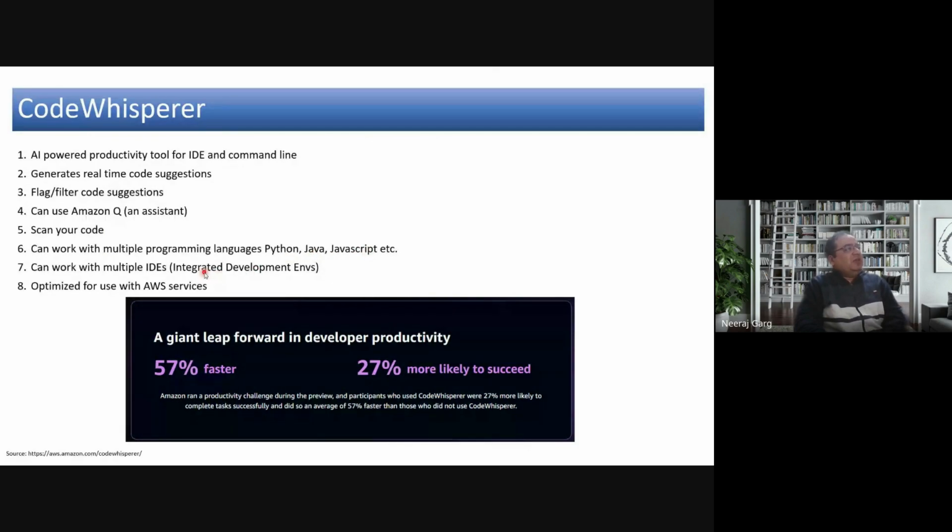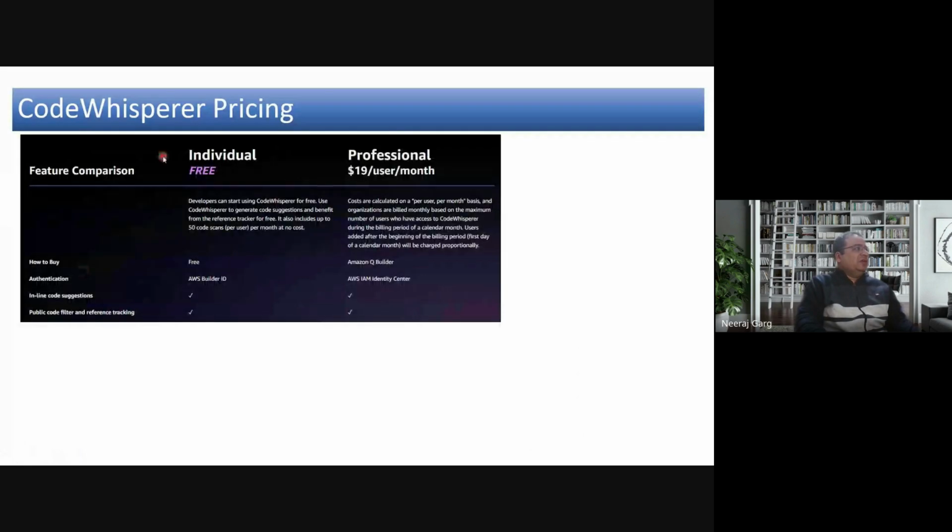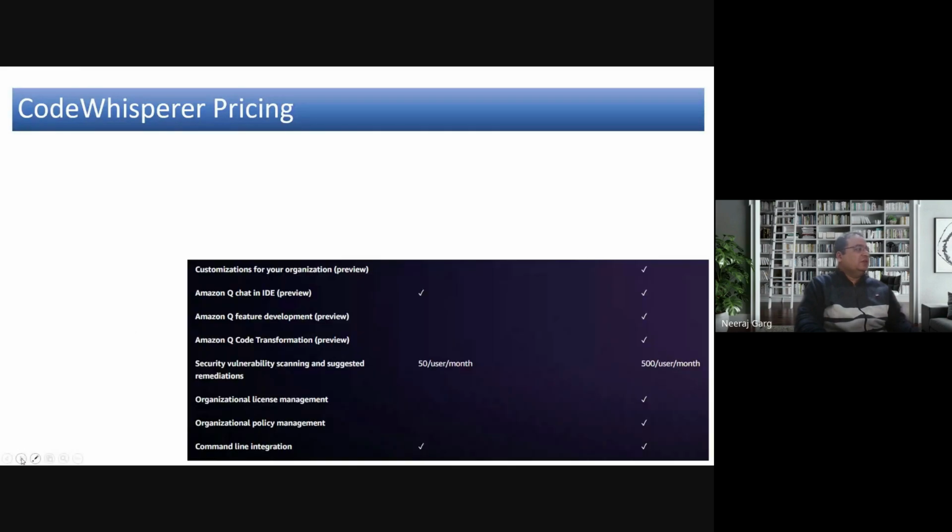In the same way, it can be integrated with multiple IDEs also. It can be integrated with Visual Studio Code, with PyCharm from JetBrains, or with some other IDEs also, right? So, pricing: it is free for individual, right? Professional is $19, but we are mostly going to use the individual version.